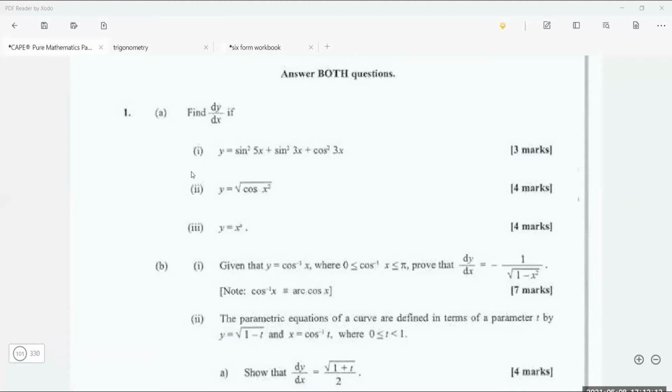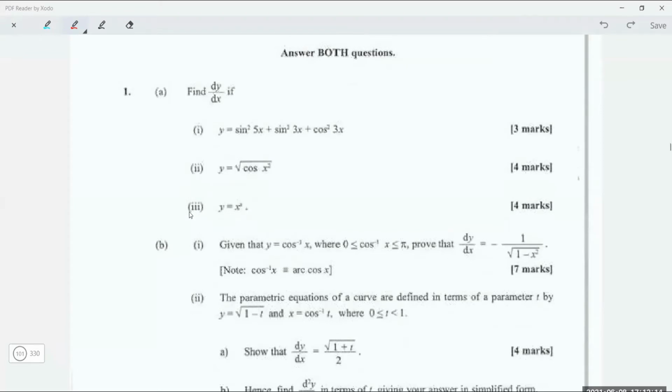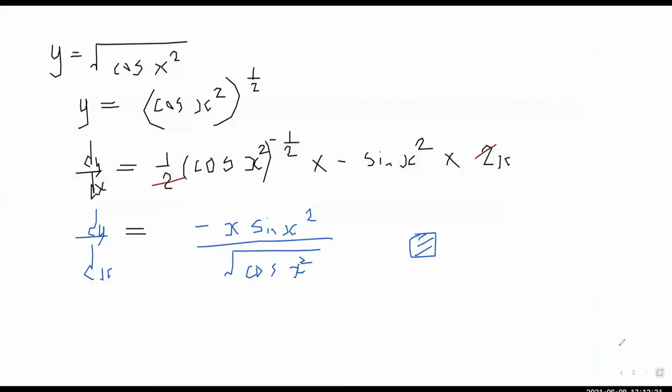All right. So we're just doing this 2009 paper right here. And you know how it starts already with differentiation. All right. So look at this one right here. We have y equal x to the x, and it's said to find dy by dx. Right? Y equal x to the x.